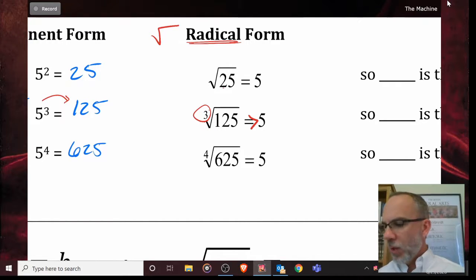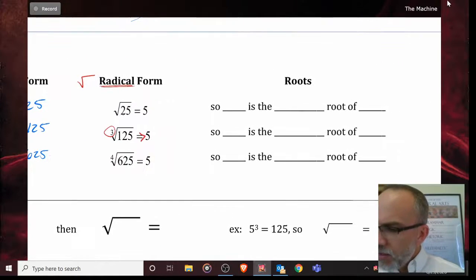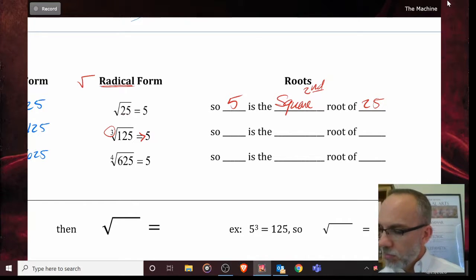Nothing. So when you have a root with nothing written up in that little crook, it means a square root. But if you mean some other kind of root, like a cube root or a fourth root, you have to write the number there. So what does that mean? Here's what it means. It means that 5 is the square root of 25. And you knew that. We might actually call this the second root.